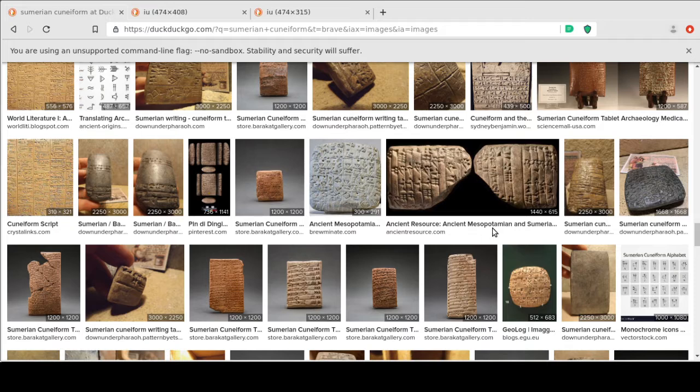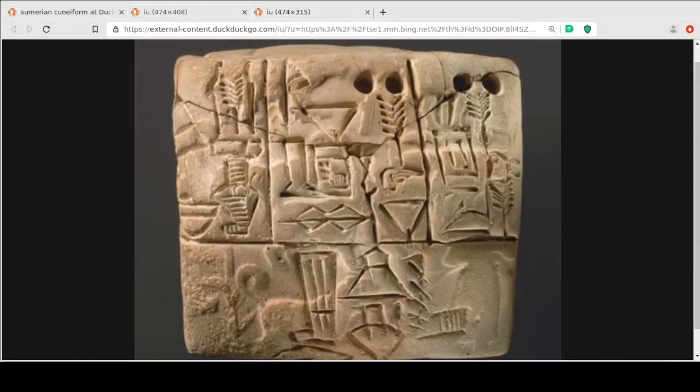There we go. So you might have seen this before. They're like little wedge drawings. And here's a picture up close. This is old Sumerian. It's a little bit like hieroglyphics, but not quite. It was made with a flat stick, which looked almost like a screwdriver.